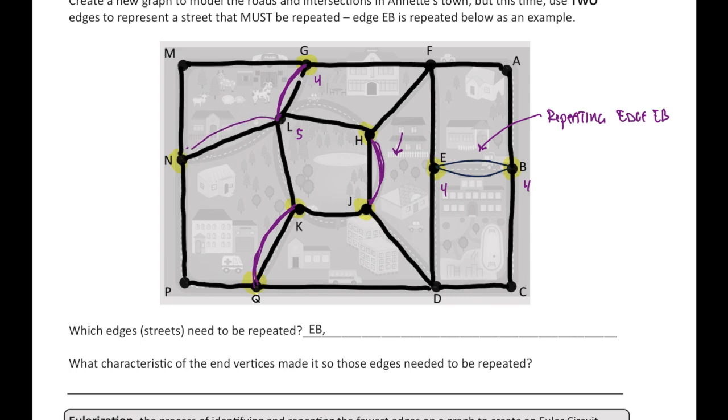Now we're going to repeat N to L. So in that case, we had 2 repetitions. We've added 2 to L, and even plus 2 keeps it even. We've added 1 to N, making it 4. So now, if we look at all of those vertices that we added an edge to, everything is now even. We're going to have a circuit.